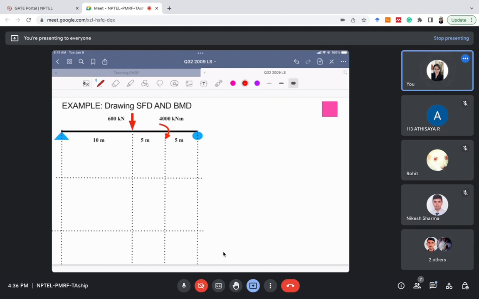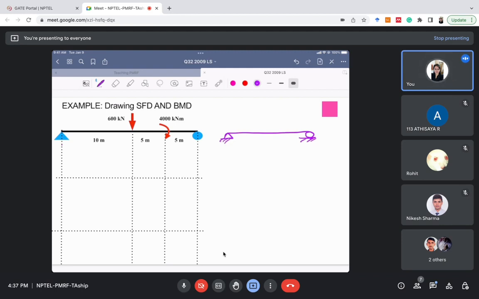Either you can calculate the reactions in a conventional way, as you would be doing in your classroom, but I'll tell you one method to calculate the reaction. If it suits you, you can opt for that. So in this problem, how to calculate the reaction due to a point load. This point load of 600 kilonewton is at the center of the beam. So I'm calculating the reaction separately for the 600 kilonewton load, and then I'll calculate it for this 4000 kilonewton meter moment.